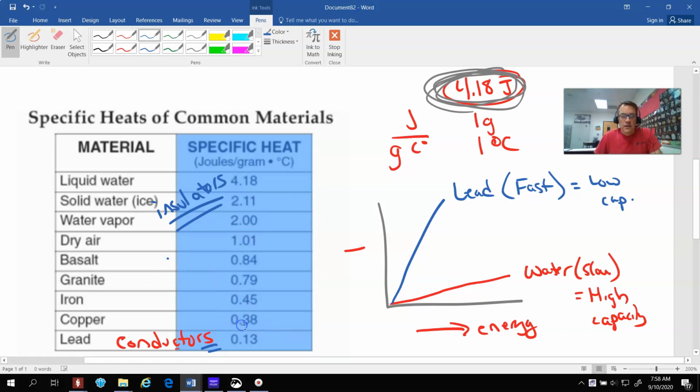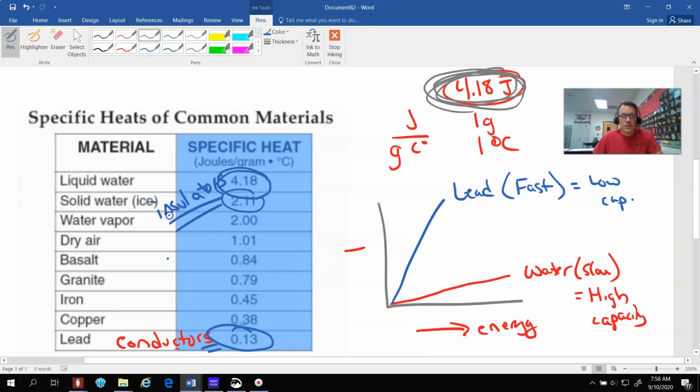Because if it's pulling energy really quickly out of my body, that means that substance doesn't really have a capacity for very much energy. It's going to fill up very, very quickly. Whereas my sweater, on the other hand, would maybe be up here because it has a large capacity for heat. It can absorb a lot of energy and doesn't change its temperature. And because of that, it's not going to pull the energy out of my body.